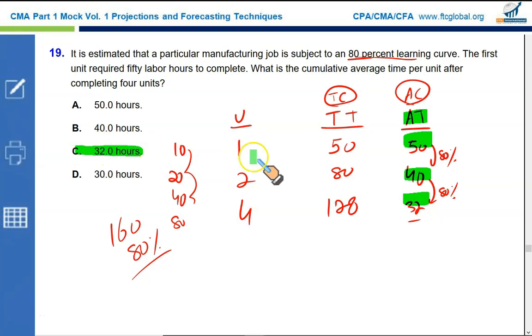You may be asked to calculate the time required to complete the second unit. Now, what you will do here, this column will help you. If you produce 2 units, what is the time required to complete the second unit? You will say 80 hours is the time to produce units 1 and 2, out of which 50 hours were taken by the first unit. That means 80 less 50, 30 hours is the time taken by the second unit. So see, sometimes this table can be very helpful in order to find some intermediate numbers that might be required.